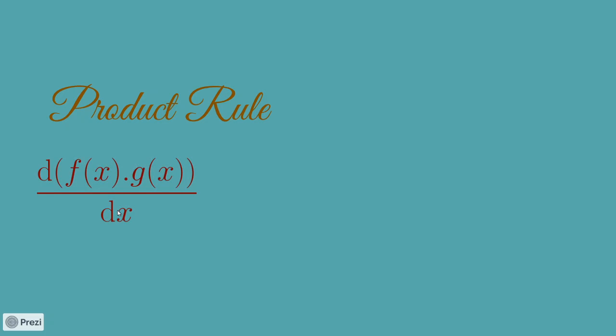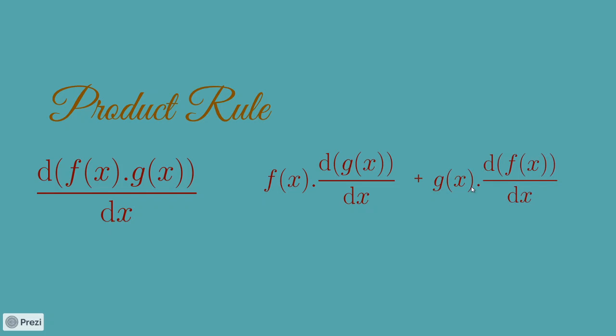That is, generally writing d by dx of f of x into g of x is equal to f of x into, that is the first function, into differential of second function plus second function into differential of first function. Oh, I forgot the equal sign. Okay, so you get it. So first function into differential of second function plus second function into differential of first function.